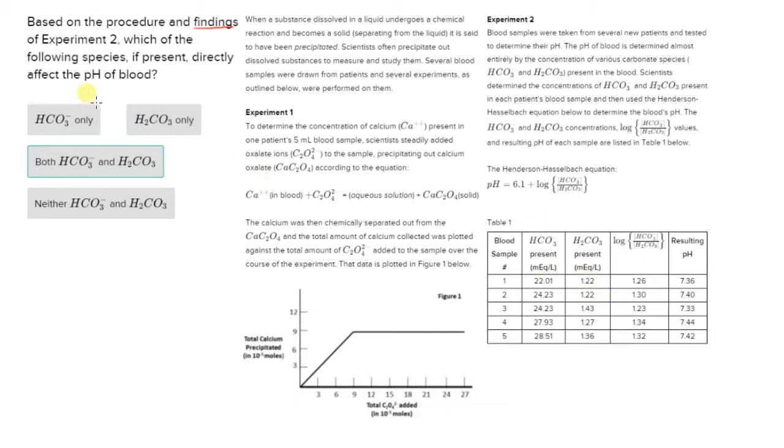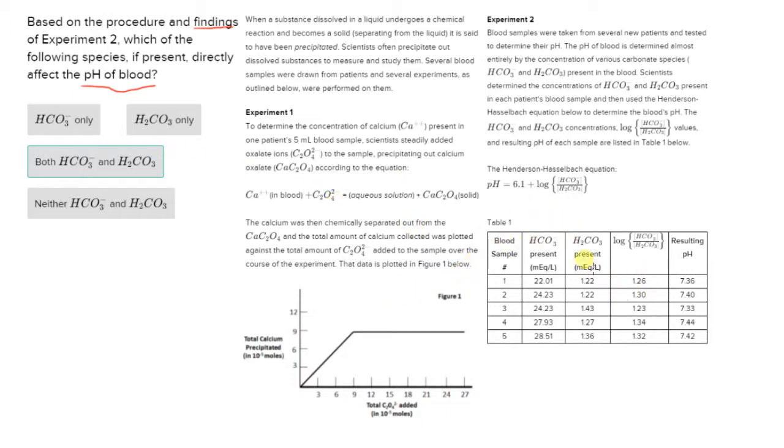So if we're looking over the table, we're seeing what affects the pH of blood. And so we're looking at the pH of the blood here, and we're trying to see which one of these two things affects it. And so we can see that both of these are measured in the table. And so the obvious answer might be to go with both HCO3 and H2CO3, but that's actually not enough to tell us that's definitely true.